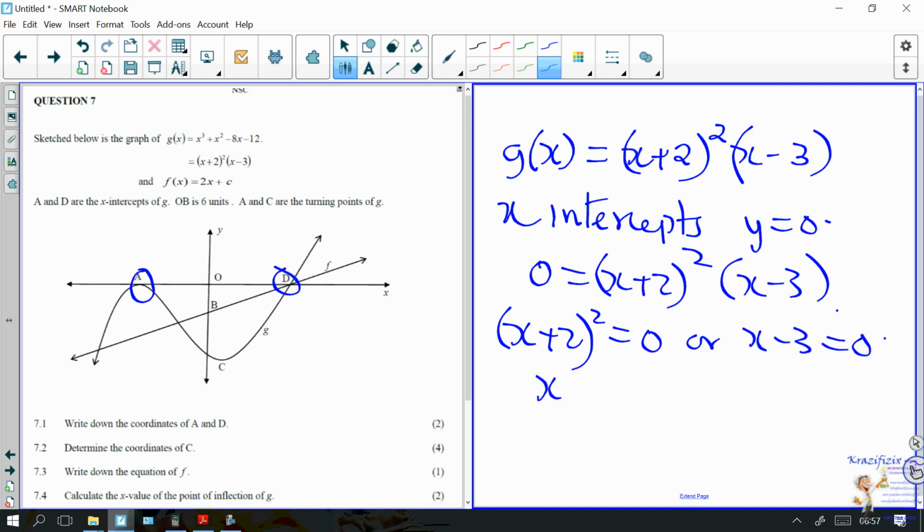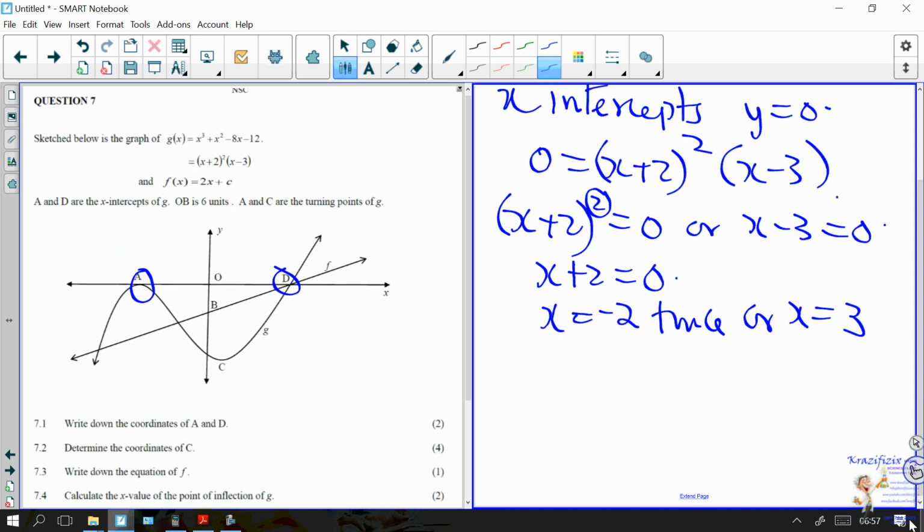x plus 2 equals 0, if you square root both sides. So x equals minus 2. But I'm going to have two values there. Why am I having two values? The graph actually turns at that point A. So we have two values there. So it's negative 2. Can you see the square there? Negative 2 and it's twice. Or x equals what? 3. So what do I have at A? My x is negative 2 and my y is 0. And at D, my x is 3 and my y is what? 0.